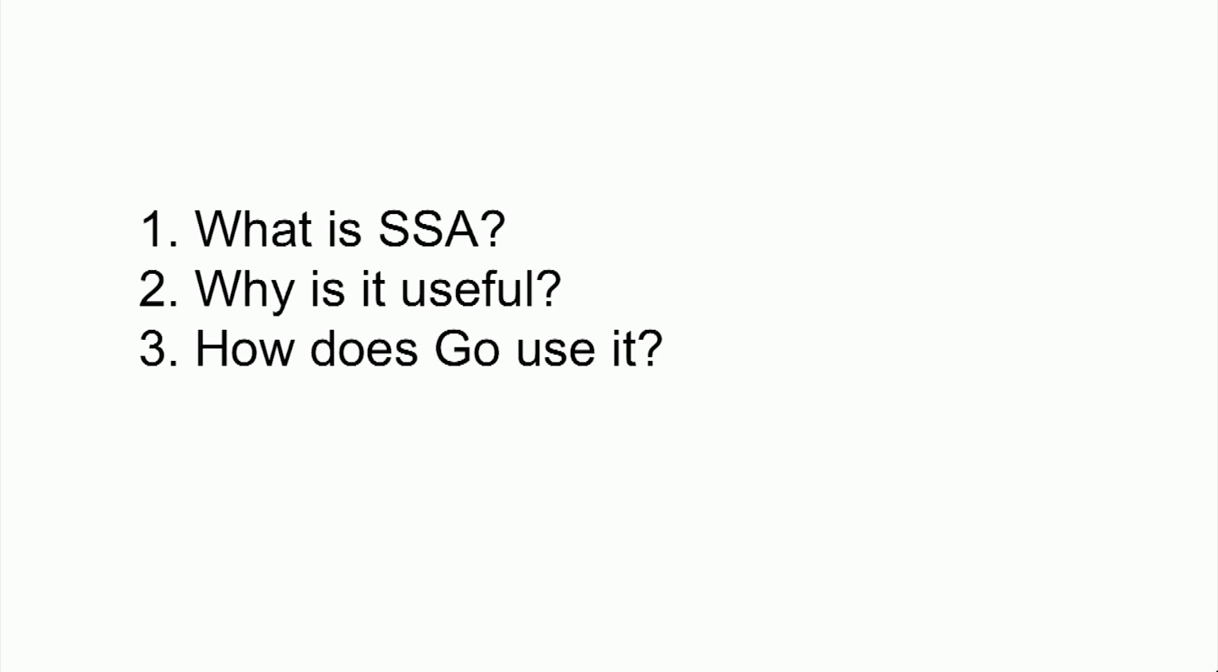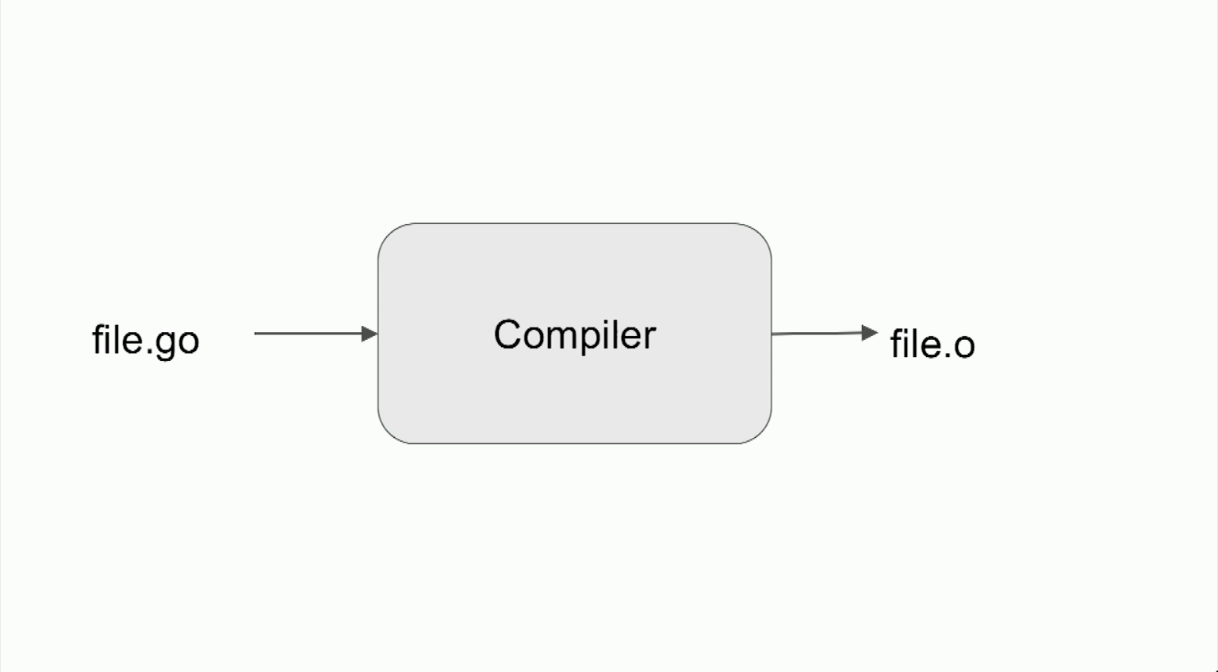So I've told you a little bit about how we use the SSA compiler and what its effects are, but I haven't really told you what it is yet. So I'd like to tell you what SSA is. For now, it's just a three-letter acronym. Why is it useful? And how does Go use SSA to make better code? And I'm actually going to start with number 3 there.